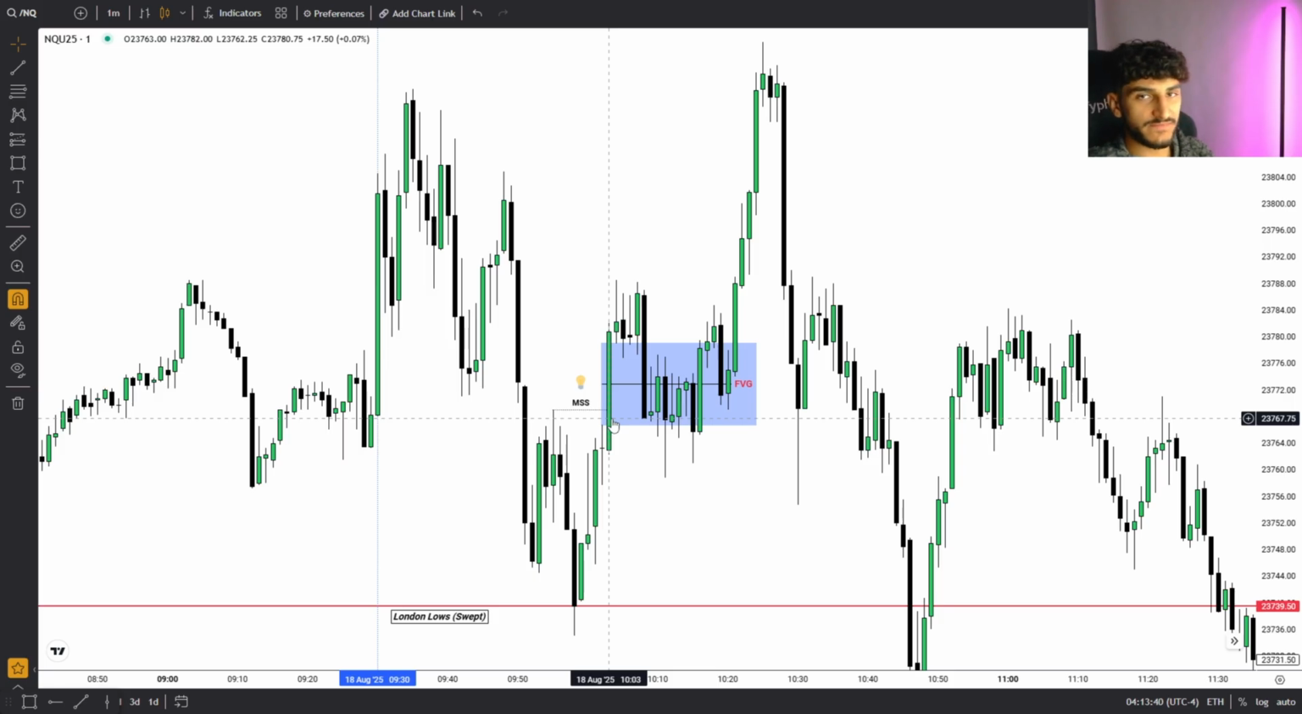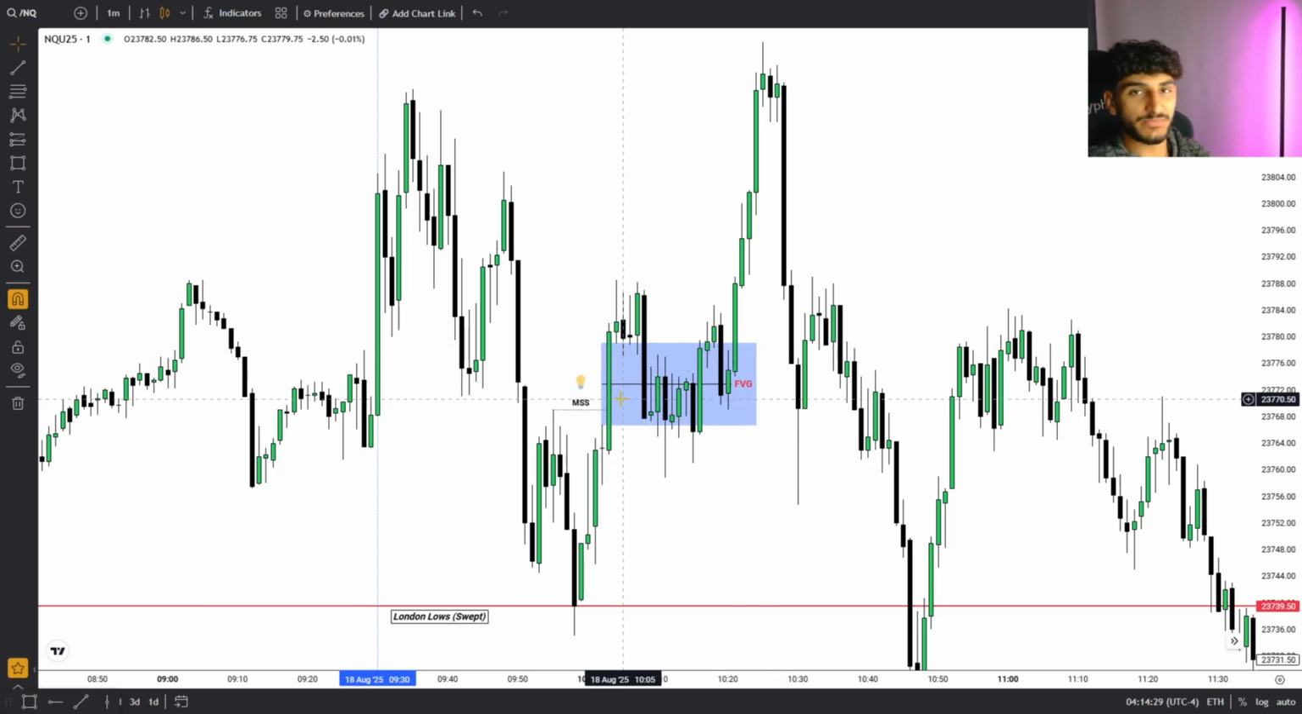Now, essentially what a fair value gap is, a 3 candle pattern. In this bullish example, let's say this candle is going to be labeled as number 1. This candle right here is going to be labeled as number 2. And this candle right here is going to be labeled as number 3. Essentially, what a fair value gap is, the first candle's high, as we can see right here, and the third candle's low are not overlapping. And essentially, there is an inefficiency. There is a price gap where price has not filled yet.